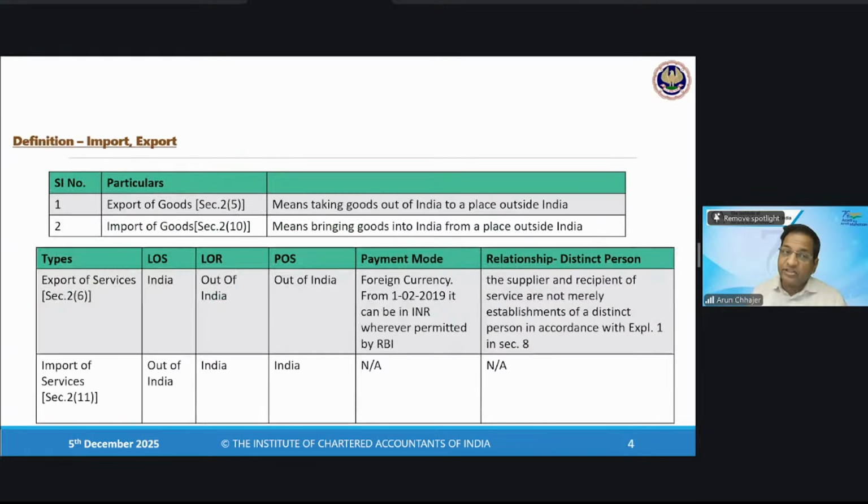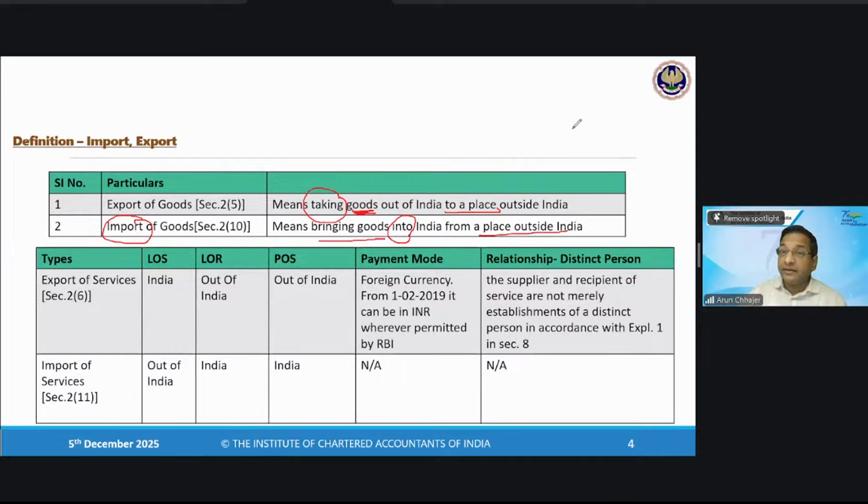Now, what is the definition of import and export? Again, we will divide it into goods and services. First, talk about goods. Export of goods means taking goods out of India to a place outside India. And import of goods means bringing goods into India from a place outside India.